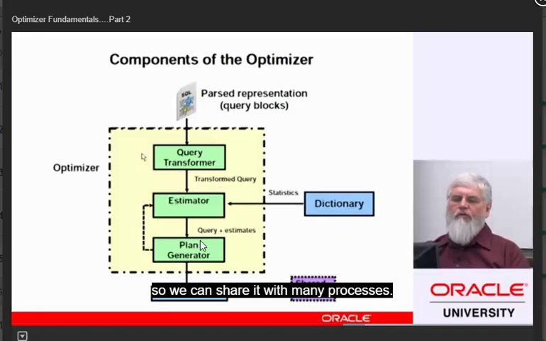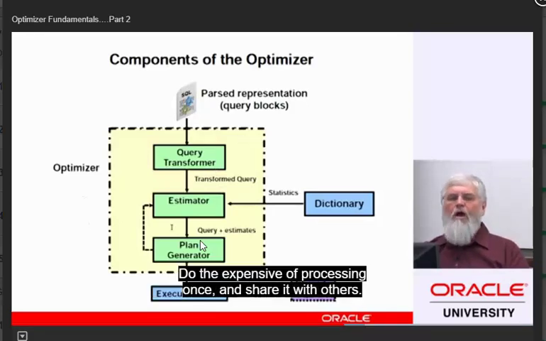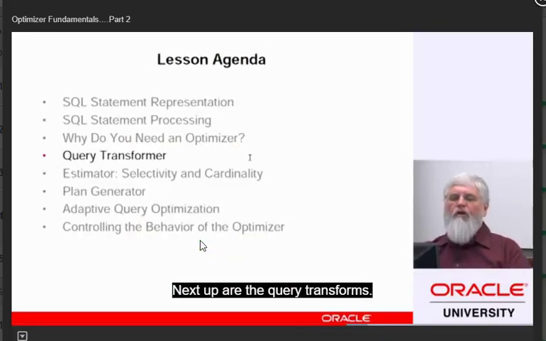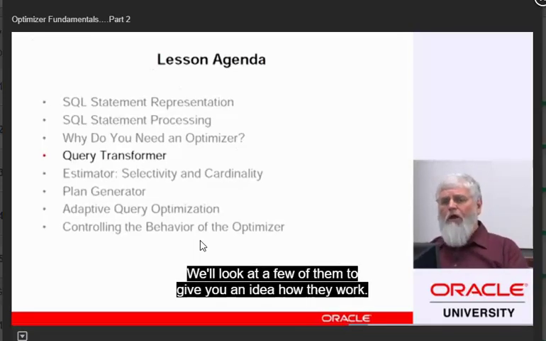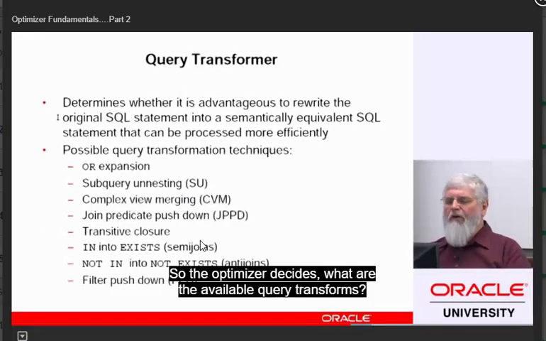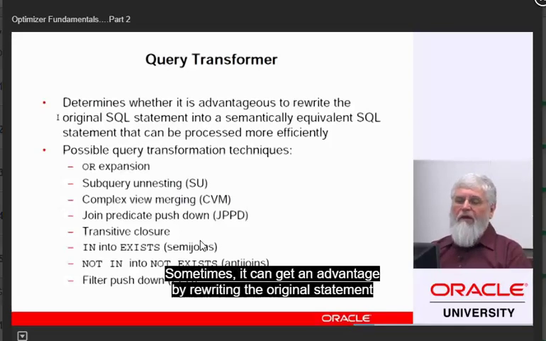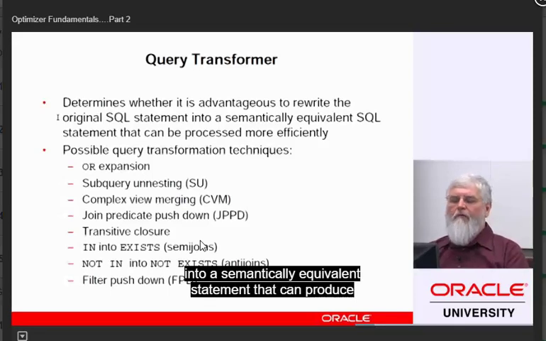Next up are the query transforms. So we wanted to give you a little overview, certainly not all of them. We'll look at a few of them to give you an idea how they work. Okay, so the optimizer decides what are the available query transforms. Sometimes it can get an advantage by rewriting the original statement into a semantically equivalent statement that can produce the same results a different way, and that may lead to a lower cost execution plan. So there are a number of possible transformations.